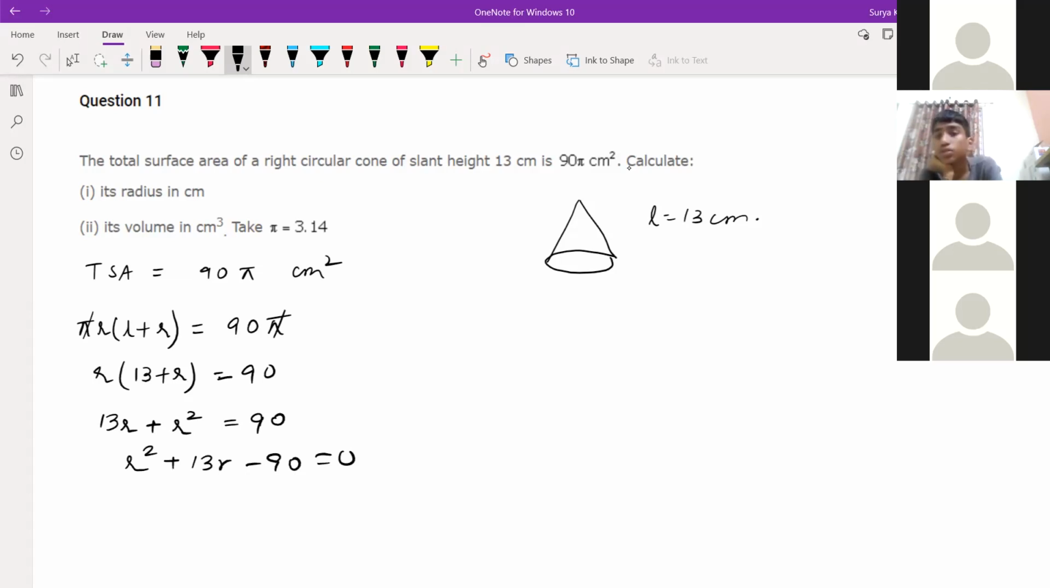Akshat, are you understanding? If you're not understanding, please let me know if you're having doubt in any steps. Yeah, sir, the formula you can do.